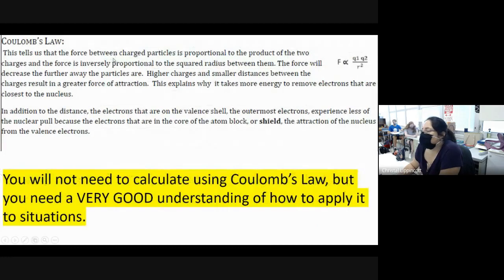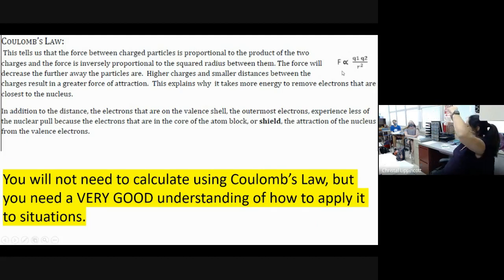Coulomb's law then, which you have an activity in your packet that you're going to be doing, tells us about the force between the charged particles. It's proportional to the product of the 2 charges and inversely proportional to the squared radius. So in other words, the closer you bring 2 things together, the more the charge is going to interact. So if you have 2 magnets that are the same, like south and south, the closer you get them together, the harder it is to push them together.